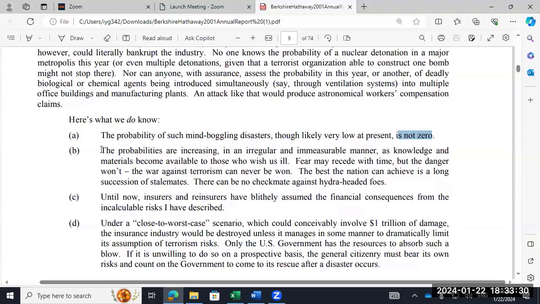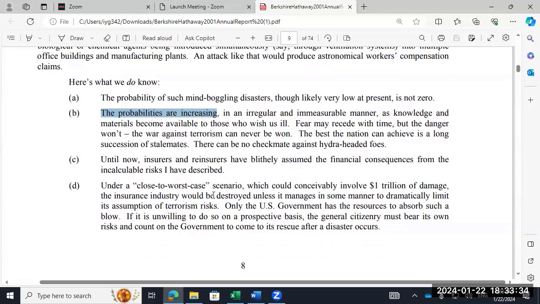This is the part I'm not sure about. The probabilities are increasing. Is that true? Yes, probably so. I don't know if we know for a fact, but the probability of some terrorist group getting a nuclear bomb, I guess the probabilities are increasing just because of the passage of time. Over time, people are trying and trying. Eventually, someone may figure that out.